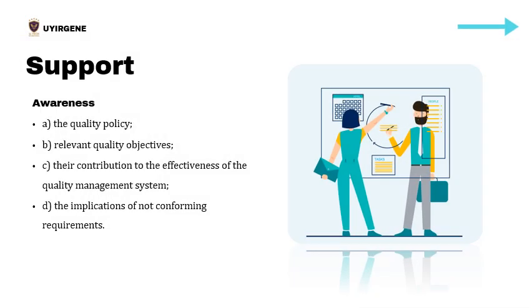Awareness. The organization shall ensure that persons doing work under the organization's control are aware of the quality policy, relevant quality objectives, their contribution to the effectiveness of the quality management system, including the benefits of improved performance, and the implications of not conforming with the quality management system requirements.